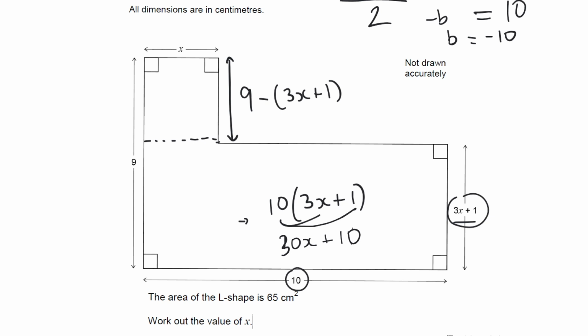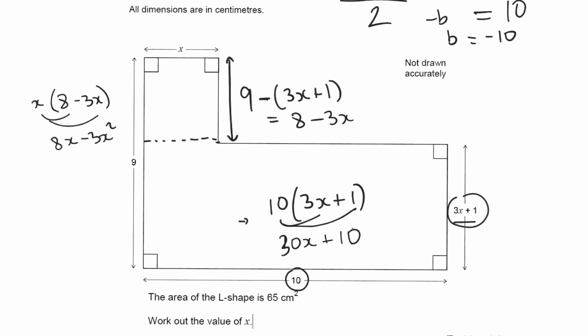So before I multiply the two lengths and widths, I'm just going to simplify this 9 minus 3x plus 1. Because remember it's 9 minus the bracket, so 9 minus 1, which would be 8. So 8 minus 3x. Now I'm going to do 8 minus 3x times x. So expand the bracket, which would be 8x minus 3x squared.